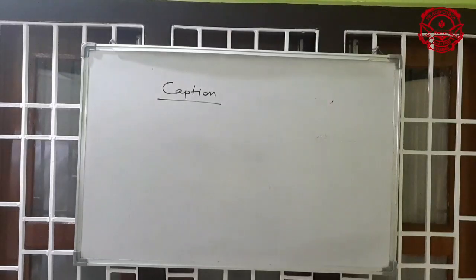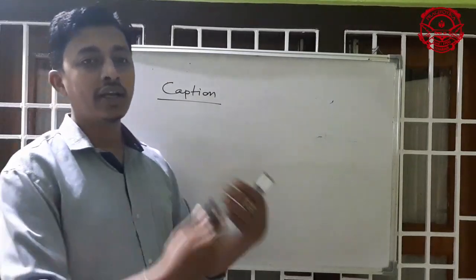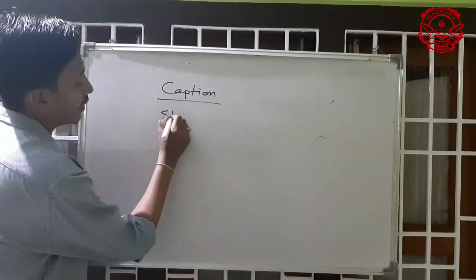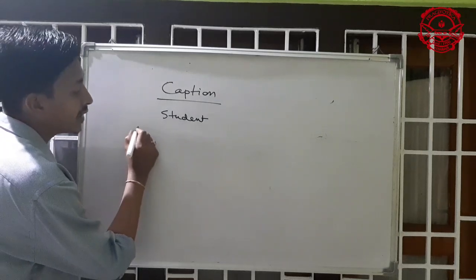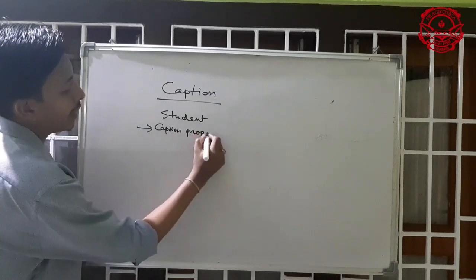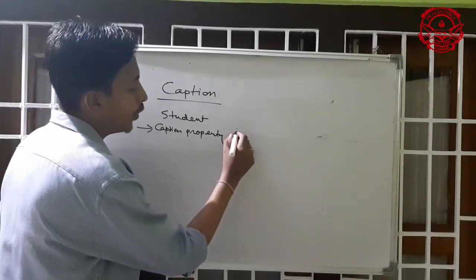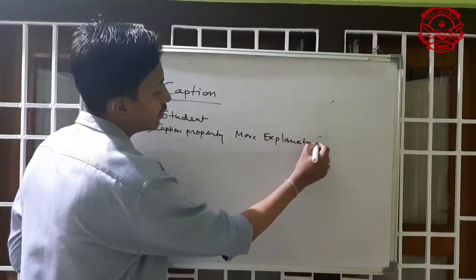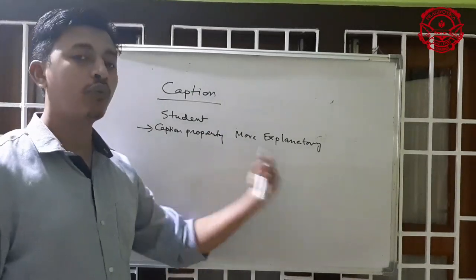What does the caption property mean? The caption property is actually used to give more description for a field. For example, this is a student table. Here in the below you can give a caption option. When you apply the caption property to any field, you can give more explanation, more options or more words.